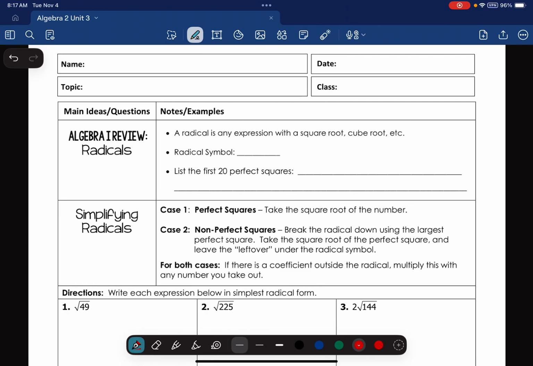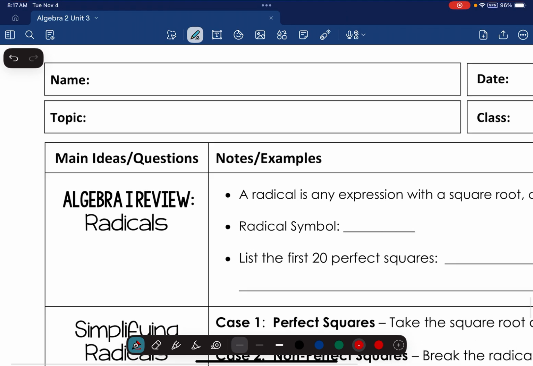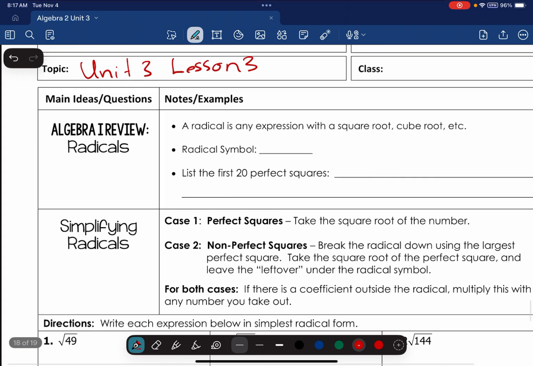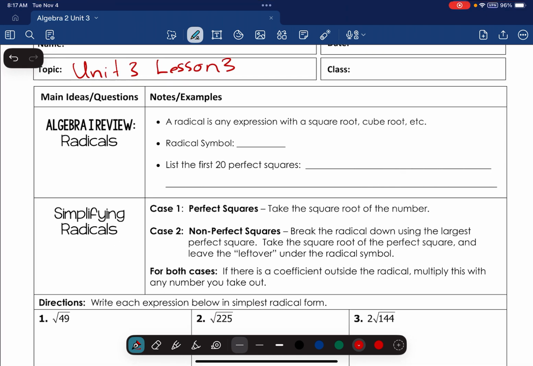Okay, here we are continuing Unit 3. Continuing our Unit 3, and this is Lesson 3. Lesson 3 is about simplifying radicals and then using that information to help us solve quadratics using square roots if we can.